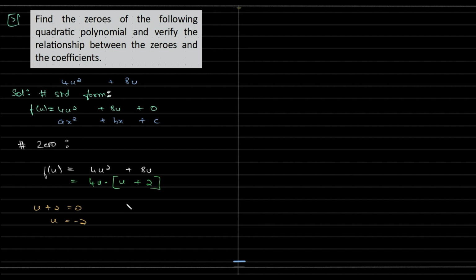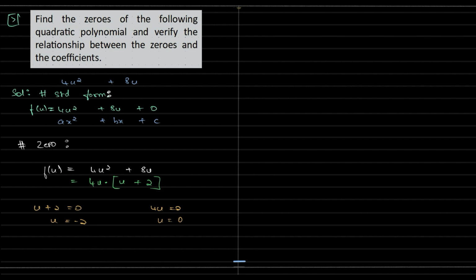And can you guess the other zero? Well, it's quite simple. 4u should be equal to 0, so u has to be equal to 0. Is it not? If I put a 0 over here, think about it. 4 into 0 square is 0 plus 8 into 0 is 0. That's what a zero is about. I'm talking about the zero, not numerical 0. Zeros are values which when put in your variables, the output will be 0. So technically, numerical 0 will get the output to be numerically equal to 0. So the answer is 0 and minus 2.